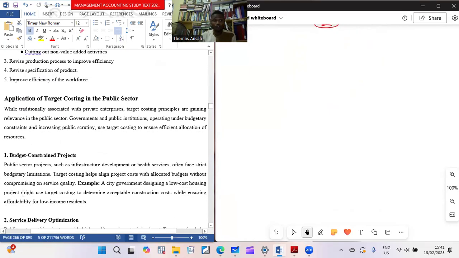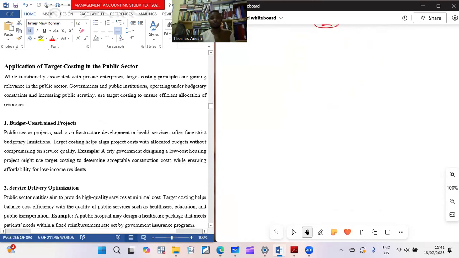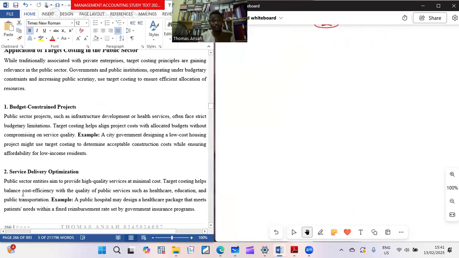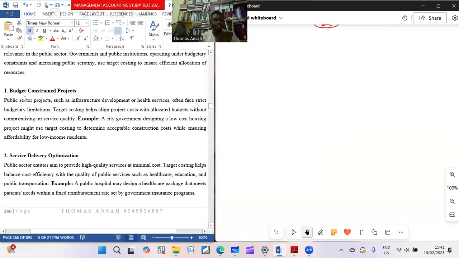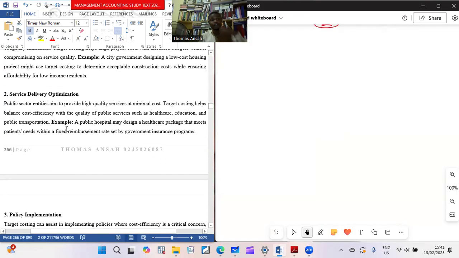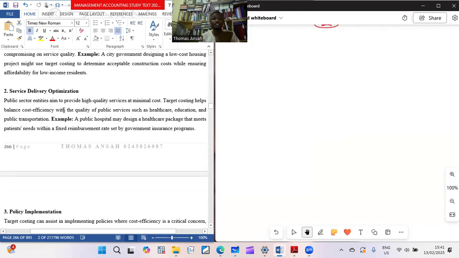Now, like I always told you, for everything that we do, make sure you learn the public sector perspective of it because that is the order of the day. So while traditionally associated with the private enterprises, target cost principles are gaining relevance in the public sector because in the public sector you look at the people before you do what you want to do. So it helps us to know our budget constraints and also do proper service delivery optimization.